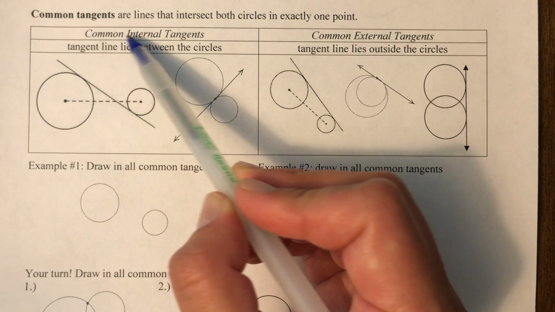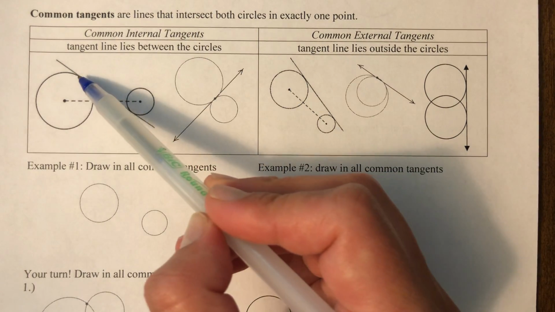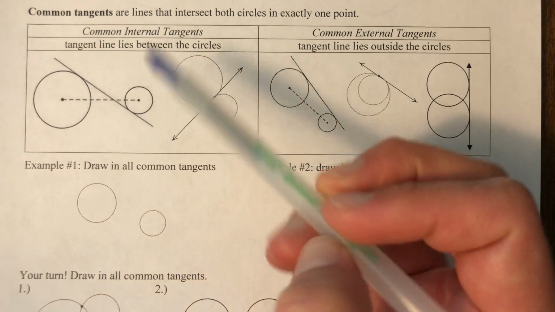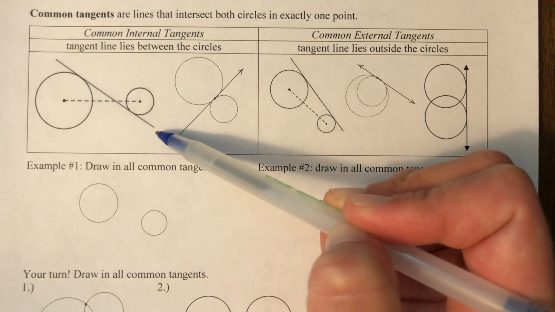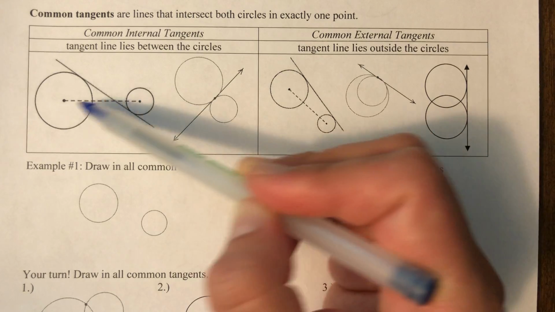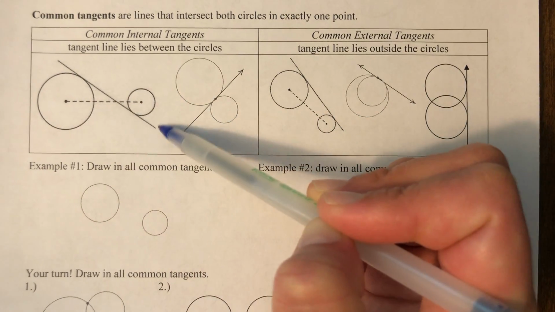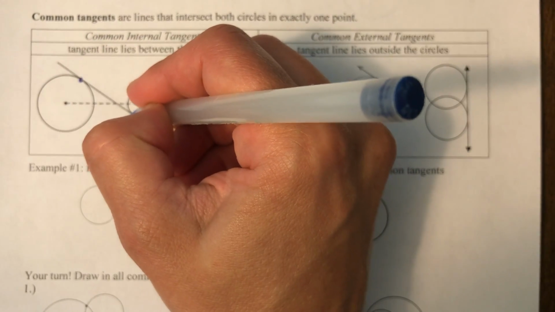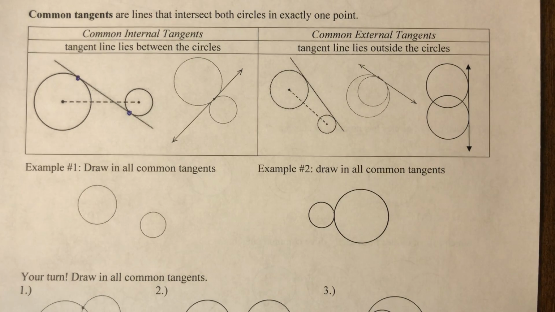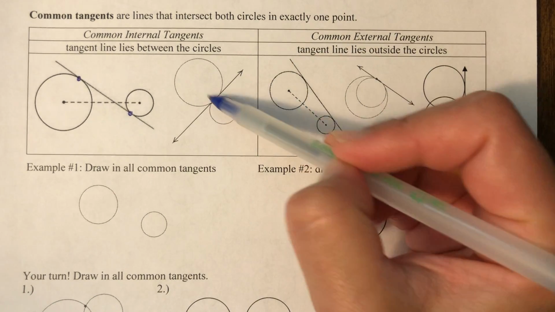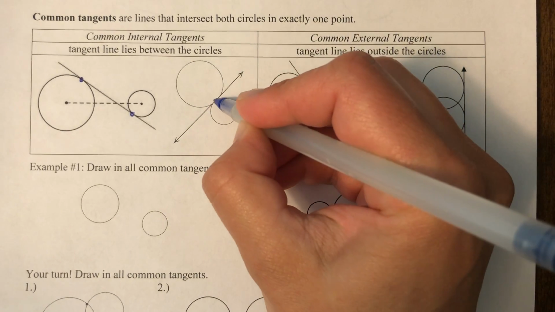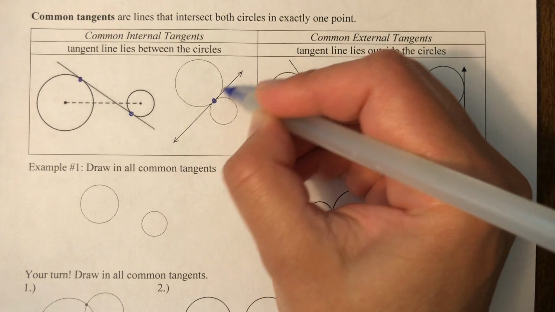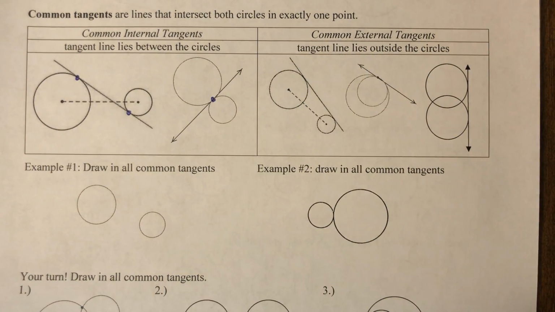Here's some examples of common internal tangents. So I have two circles here. I need to draw a tangent line that is in between the two circles. We're not saying that the circles are internal, we're drawing a line internal. So notice this line intersected this circle once and that circle once, okay? So that's an internal tangent because it's in between them. Another example of an internal tangent, two circles up against each other, still intersecting once, still in between the two circles.